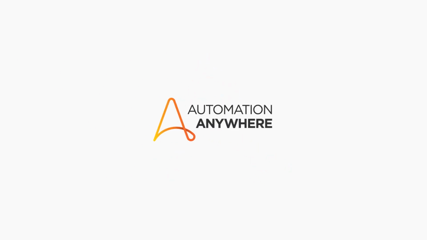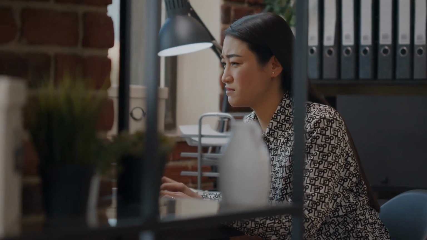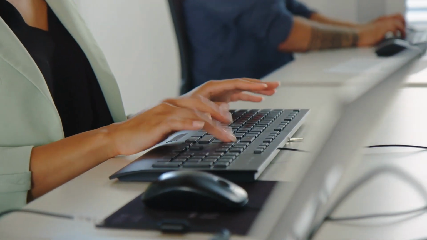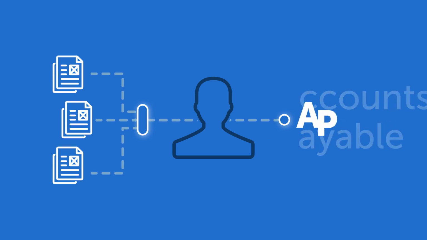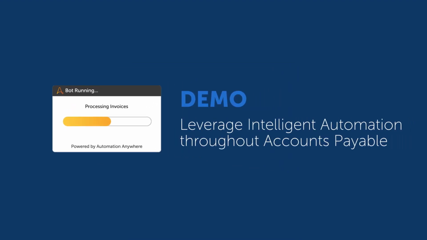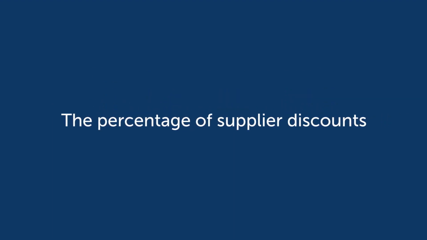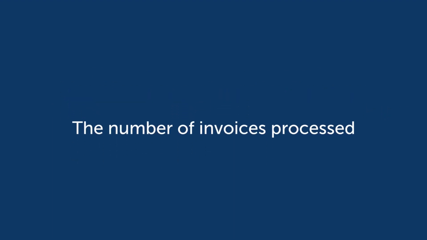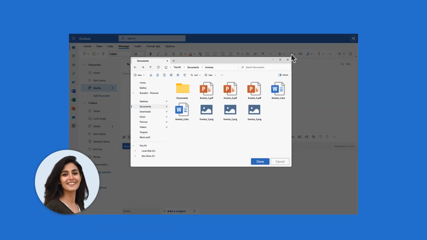The accounts payable invoice process is one of the most labor-intensive processes in all of finance and accounting. It's something that typically involves manual input of data from invoices into an accounts payable system, an AP system. There are a number of ways we can leverage intelligent automation throughout accounts payable. For example, the cost to process an invoice, the percentage of supplier discounts, and the number of invoices processed per person.